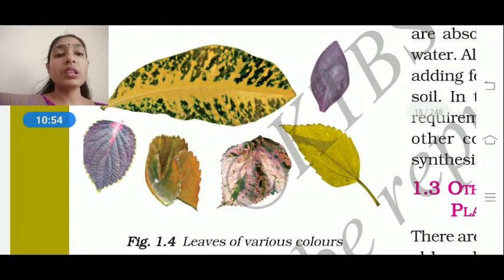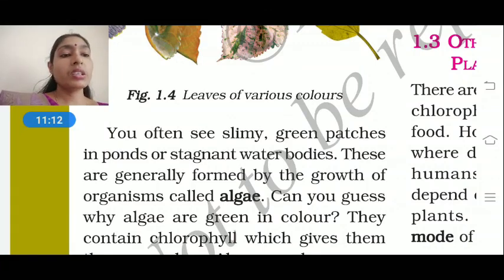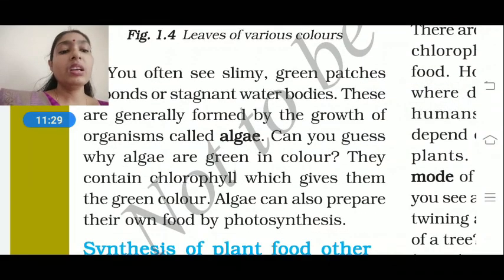So these leaves also have chlorophyll, but the other color is so bright that we can't see the green color, but it is present inside. Like slimy green patches in ponds or stagnant water bodies, in some places we will see the stagnant water and it is greenish and slippery. This green growth is nothing but algae. This green color is nothing but chlorophyll, so they also prepare their food.